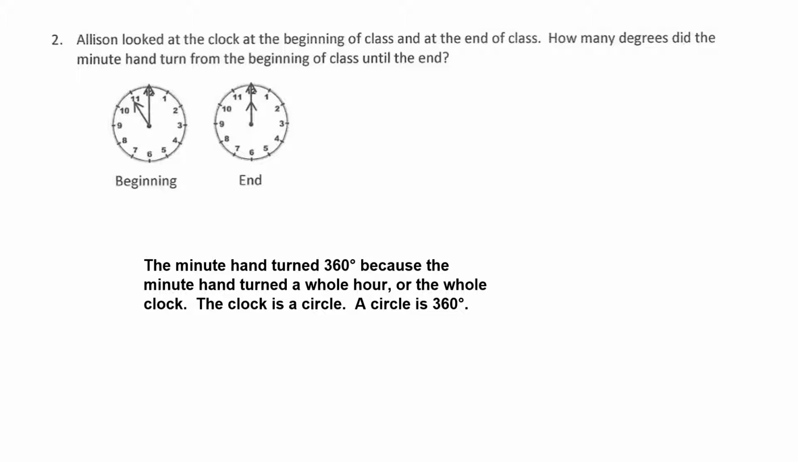Well, 5, 10, 15, 20, 25, 30, 35, 40, 45, 50, 55, an hour because it's changed from 11 o'clock to 12 o'clock. So that's a full circle. So the minute hand turned 360 degrees because the minute hand turned a whole hour or the whole clock. The clock is a circle and a circle is 360 degrees. So a whole hour is a whole clock, 60 minutes, which is an entire circle, and an entire circle is 360 degrees.